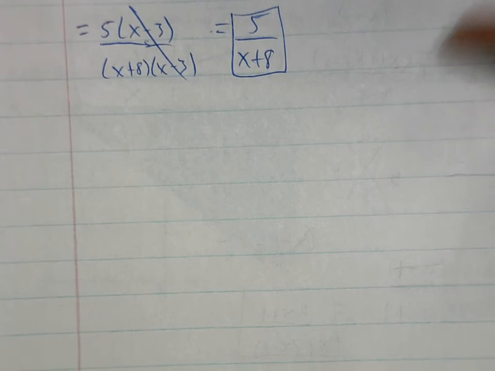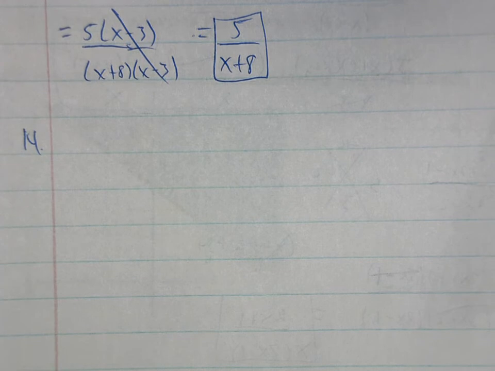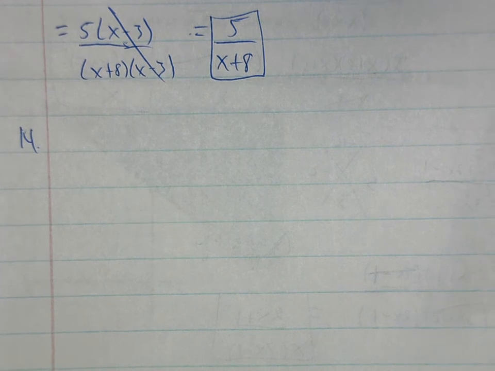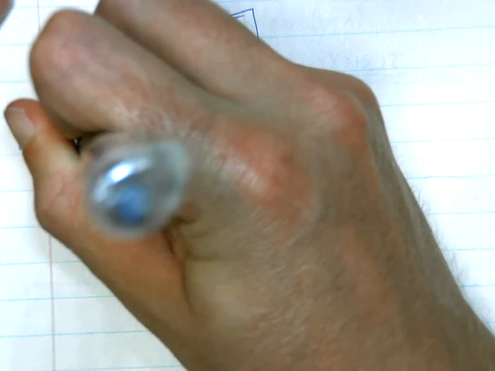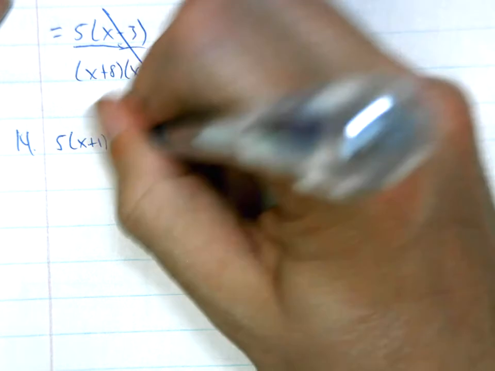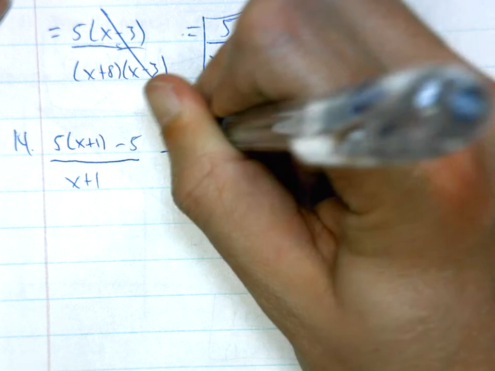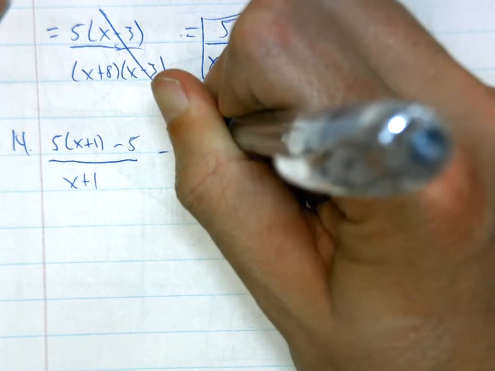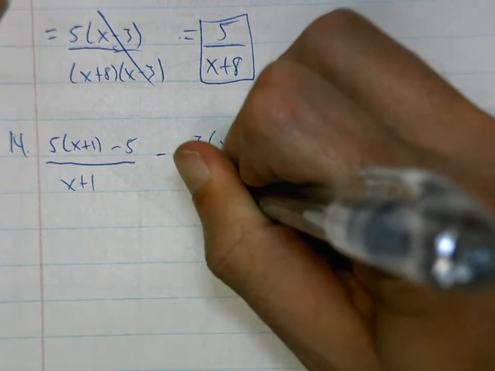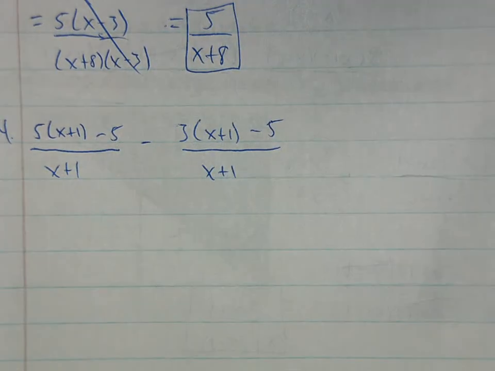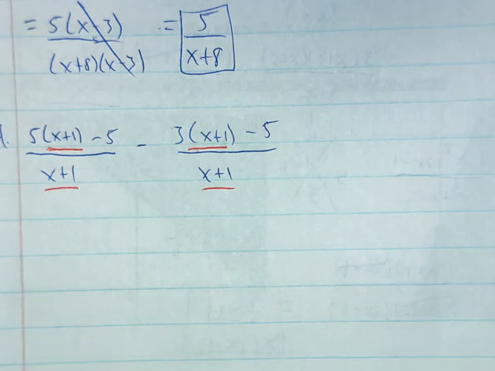Number 14. Okay, it says solve all of this if f of x equals x plus 1. So we got 5 times x plus 1 minus 5 all over x plus 1 minus 3 times x plus 1 minus 5 all over x plus 1. In case you guys are wondering where the f of x's went, they're all right here. I just replaced every single f of x with x plus 1.